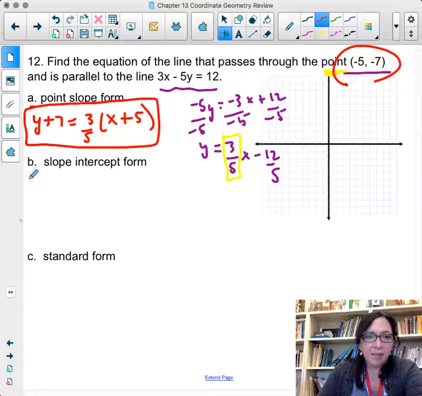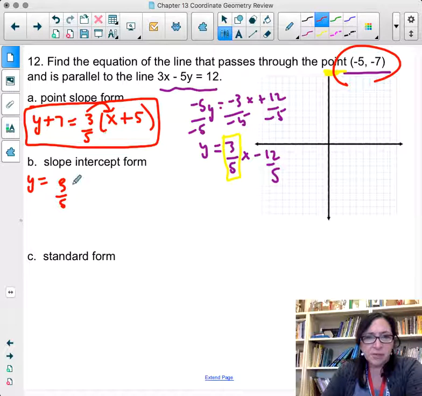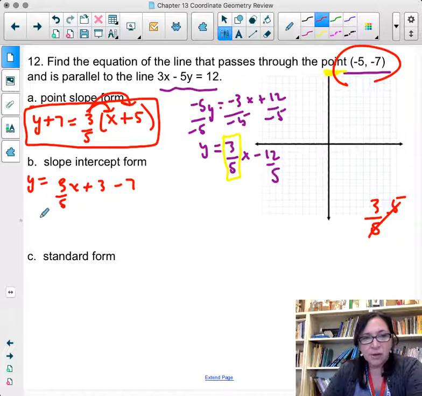Now it's asking me to put it in slope-intercept form, and that means basically I have to solve for y. So I have to isolate the y. So we're going to move the 7 to the other side. So we're going to go y equals 3 over 5 times x is 3 over 5x. 3 over 5 times 5. If you're not sure what that is, you can do it over here. 3 over 5 times 5, 5's cancel. So that's plus 3. And then plus 7 here becomes minus 7 here. So y equals 3 over 5x minus 4.